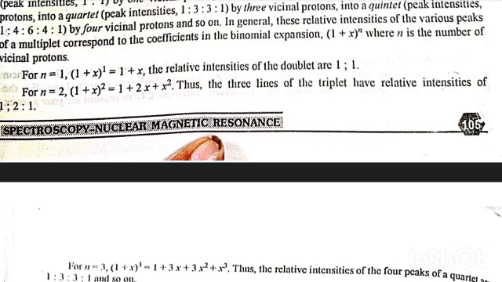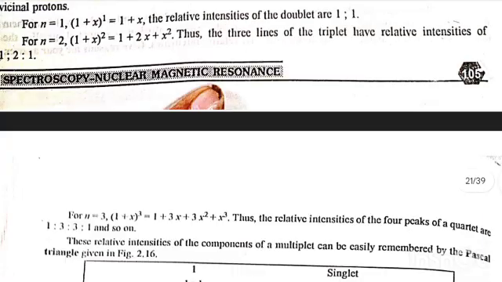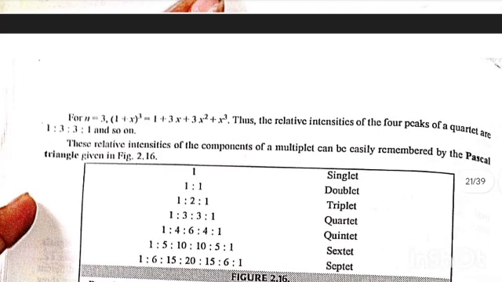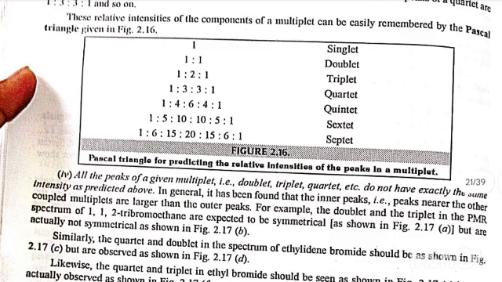In general, the relative intensities of the various peaks of a multiplet correspond to the coefficients in the binomial expansion (1 plus x) to the power n, where n is the number of vicinal protons. For n equal to 1, (1 plus x) to the power 1 is equal to 1 plus x. The relative intensities of the doublet are 1:1. For n equal to 2, (1 plus x) squared is equal to 1 plus 2x plus x squared. Thus, the three lines of the triplet have relative intensities of 1:2:1. These relative intensities of the components of a multiplet can be easily remembered by the Pascal triangle.